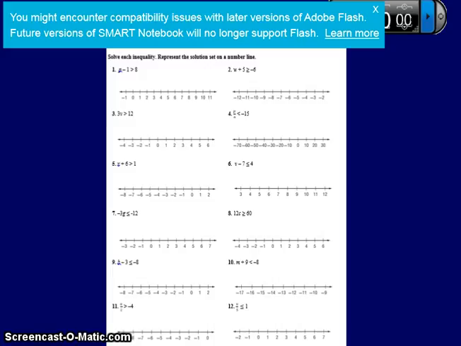What I'm looking for is for you to choose 4 problems on each side. So I need you to choose 4 from here. And I also need you to choose 4 from this side and get those 8 problems done. So it's 8 problems all together.